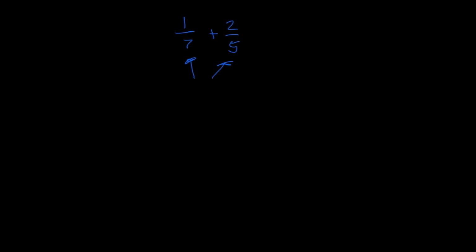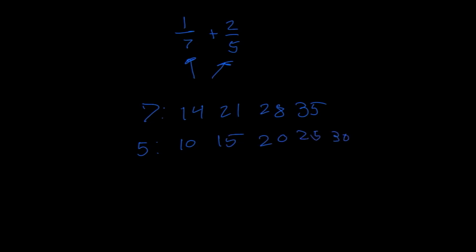So we're going to be looking at these numbers' multiples. We're going to look at the multiples of 7 and the multiples of 5, and then we're going to look at when they match up. So 7 goes to 14, 21, 28, and 35. And 5 goes to 10, 15, 20, 25, 30, and then 35. So we have our match in 35 for both 5 and 7.